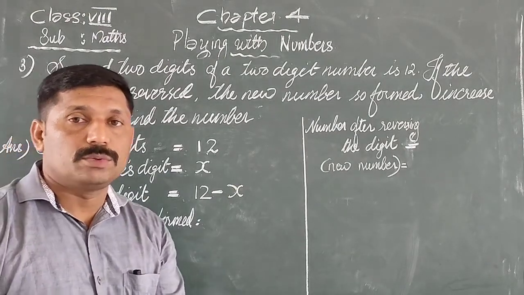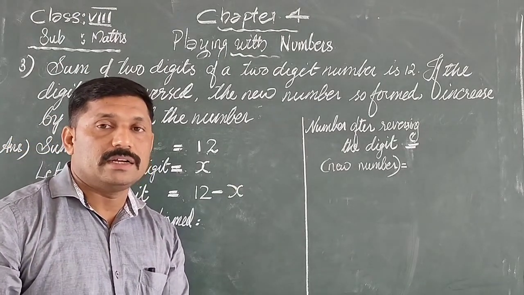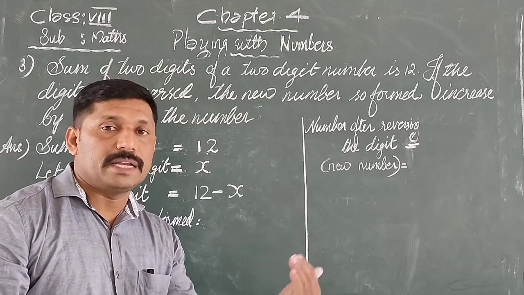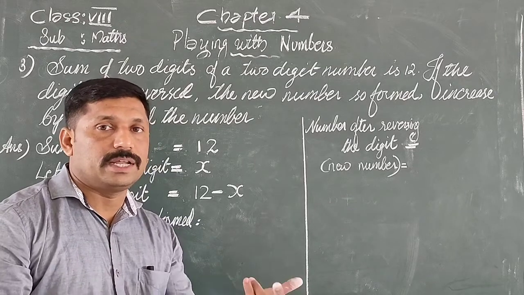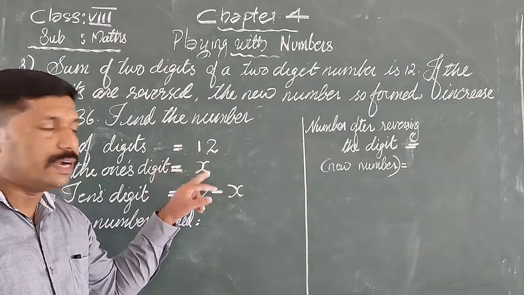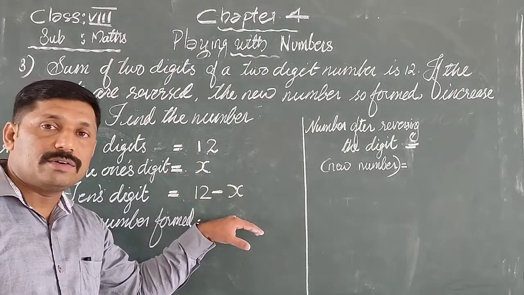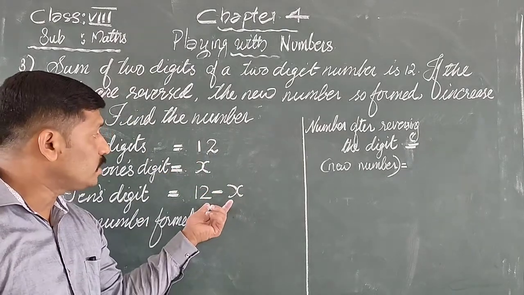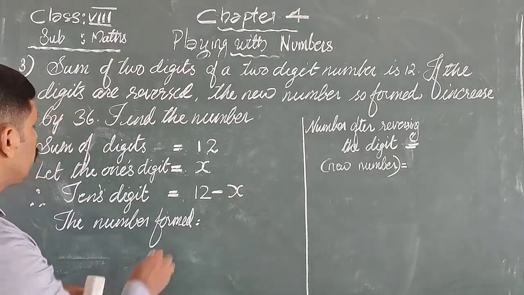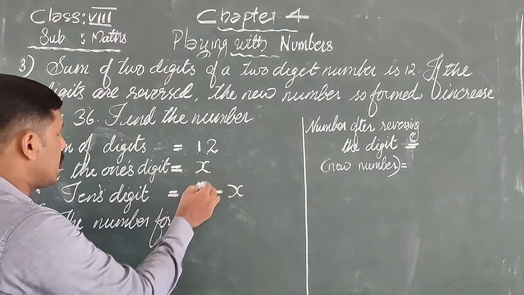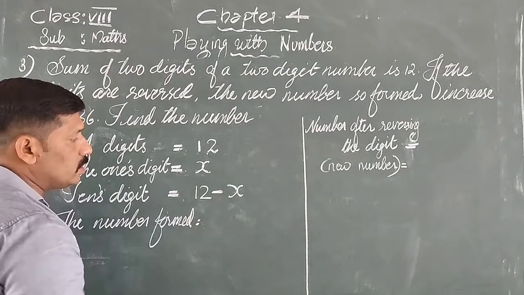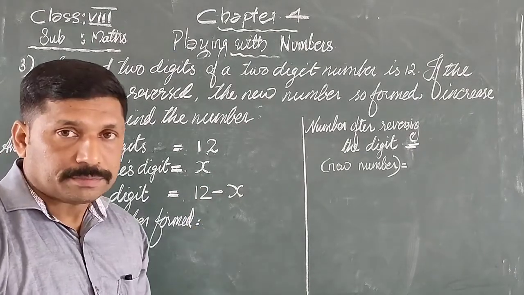Example: the sum of the 2 digits of a number is 8 and the ones place is 3. Then what is the tens place? 8 minus 3, then we get 5. 5 plus 3 is 8. So if we know the sum of the digits and one digit, we can find the other digit by subtracting the given digit from the sum. So now we got the ones digit and the tens digit. Ones digit is x and tens digit is 12 minus x.